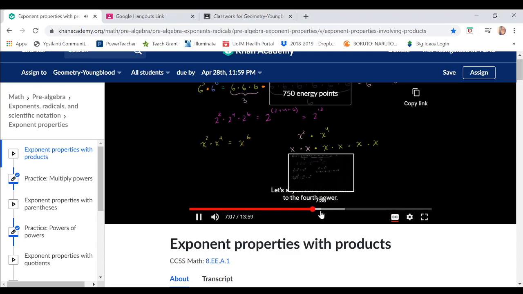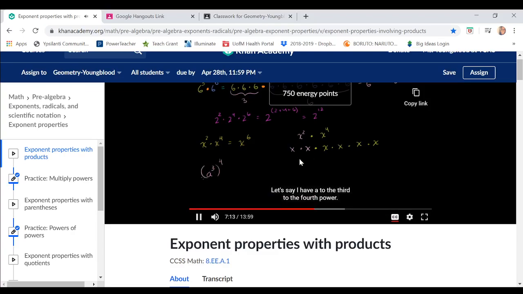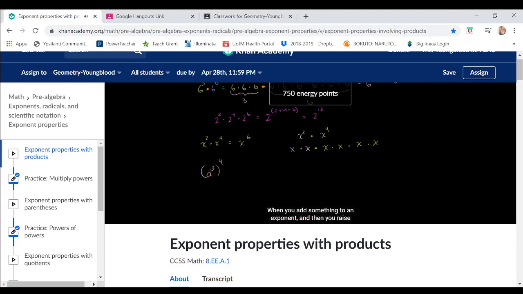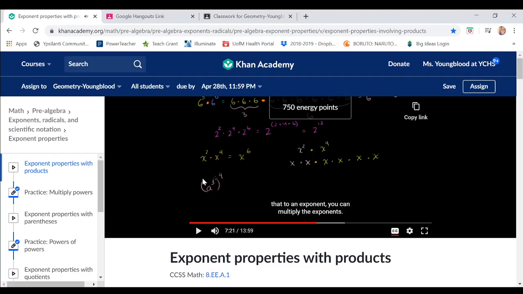Let's say I have a to the third to the 4th power. So I'll tell you the property here, and then I'll show you why it makes sense. When you have something to an exponent, and then you raise that to an exponent, you can... So before he says the answer, I want you guys to think about this. If you have a cubed 4 times, what is the exponent going to be?